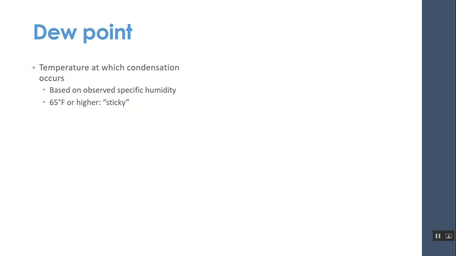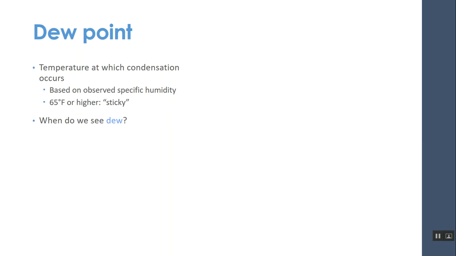The dew point, which you'll also see if you go to weather.com, is the temperature at which condensation occurs, given its current humidity. So this is based on observed specific humidity, that initial one, because the relative one is going to change based upon the temperature. A 65 degree or higher dew point feels very sticky to us. So you can have a cold day that has relatively high relative humidity, but if the dew point is low, which it normally will be, it's not going to feel very sticky to us on a cold day.